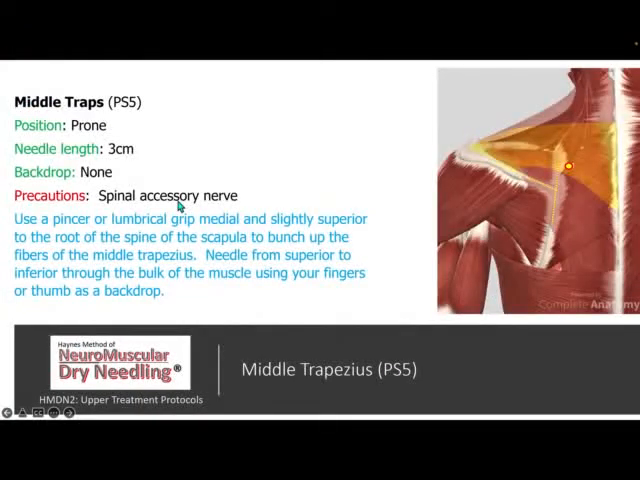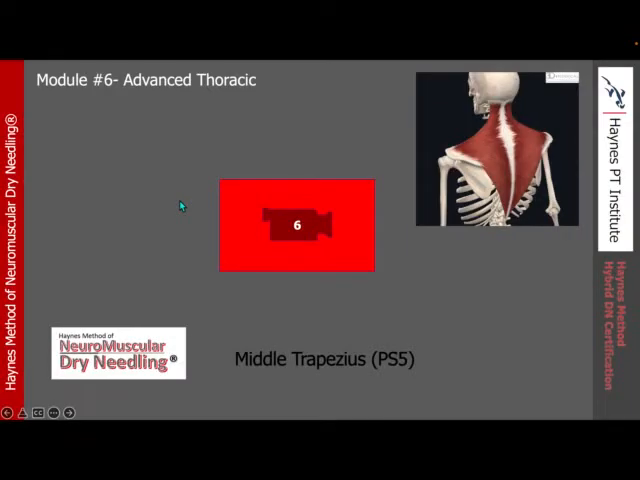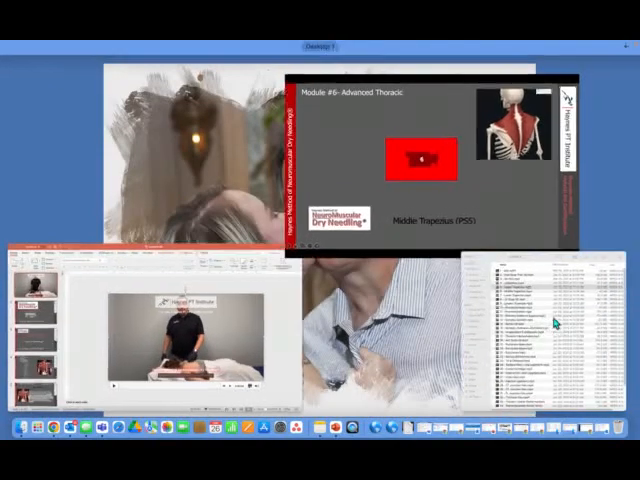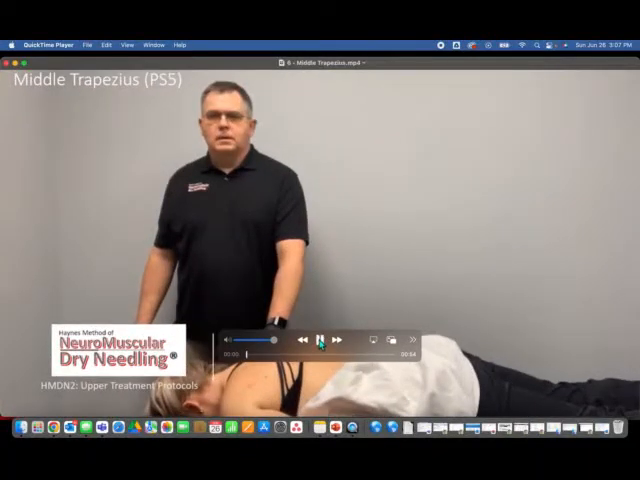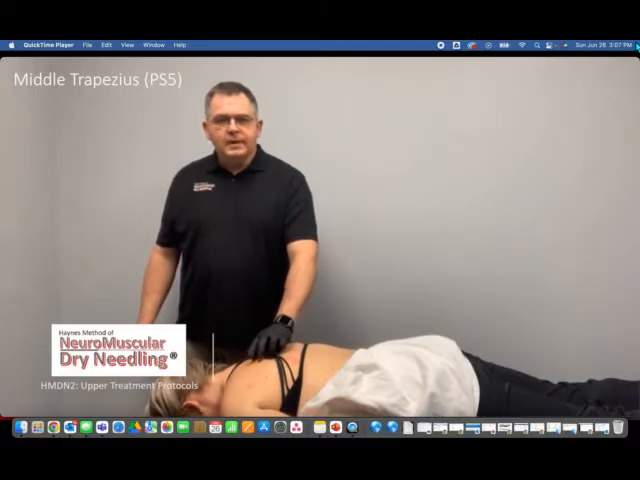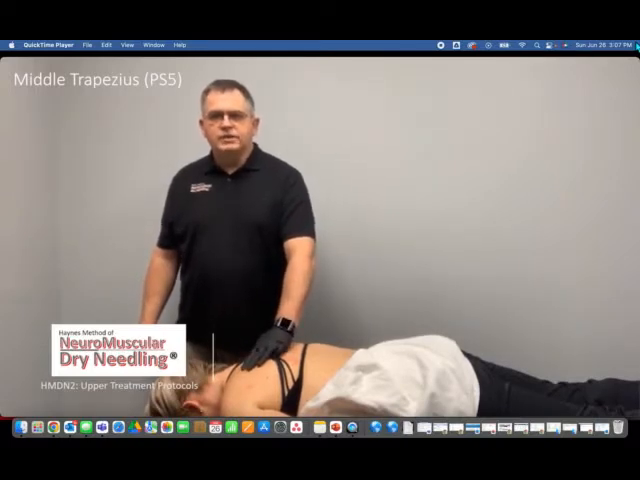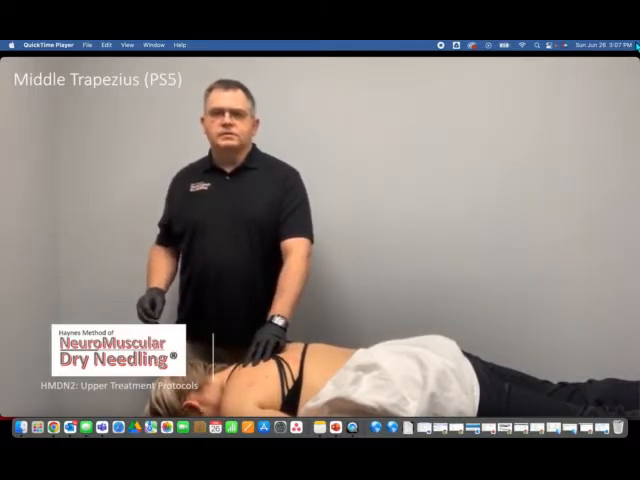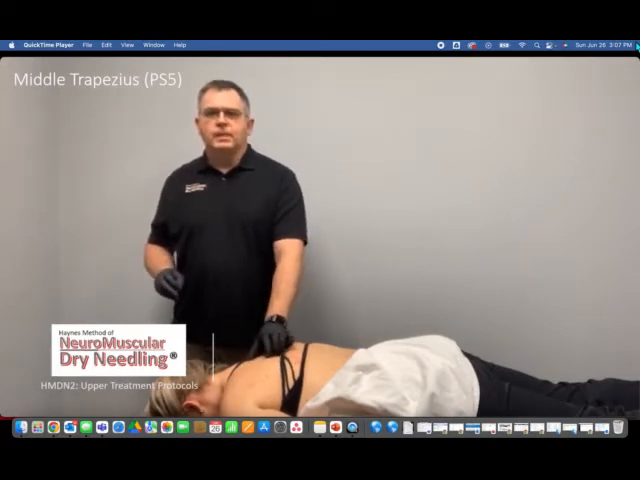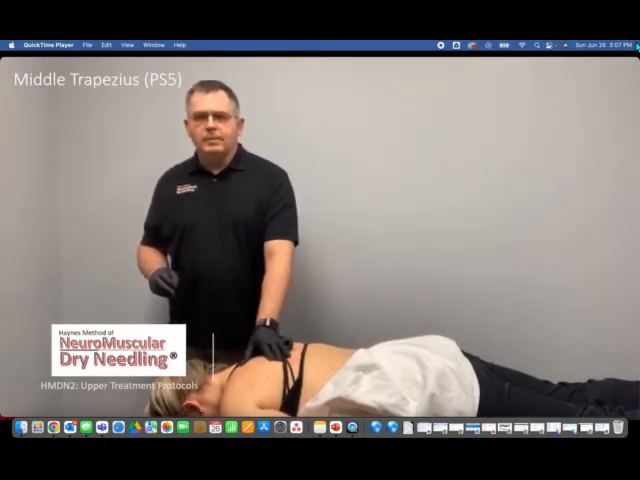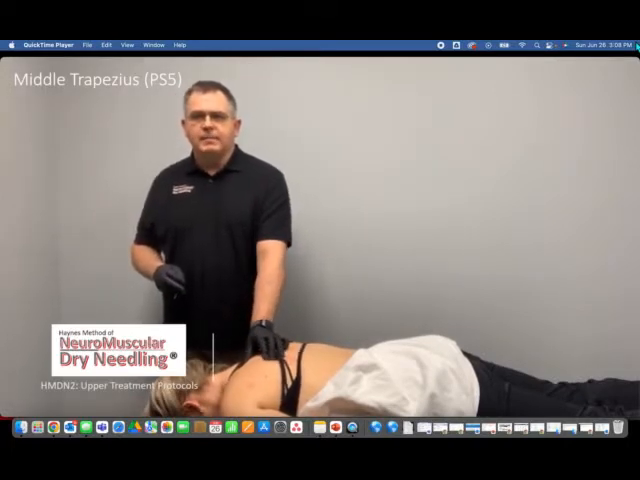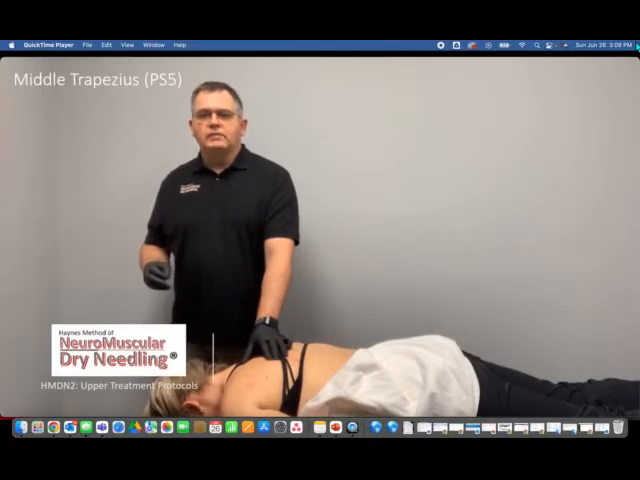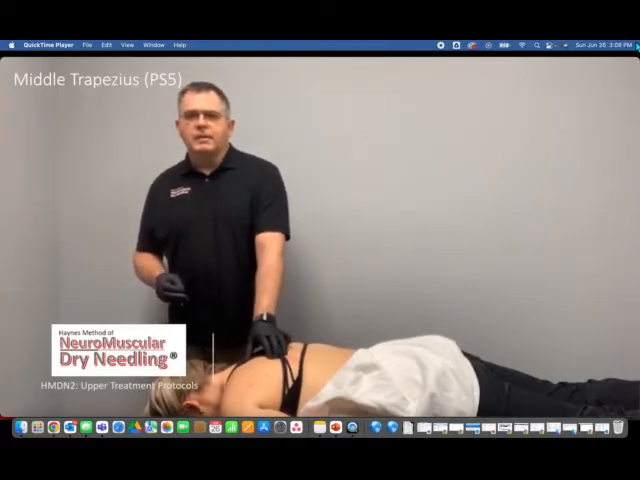Okay, then we'll look at the middle and then the lower trapezius. For the middle trapezius, patient again in the prone position, needle length is going to be about 3 centimeters. There's no backdrop on this needle. We're going to use a pincher or a lumbrical grip medially and slightly superior to the root of the spine of the scapula to bunch up the fibers of the middle trapezius. We're going to needle from superior to inferior through the bulk of the muscle, using your fingers or your thumb as a backdrop.